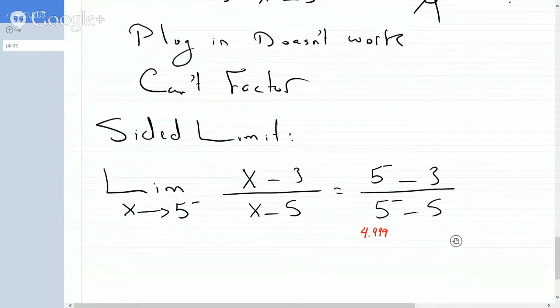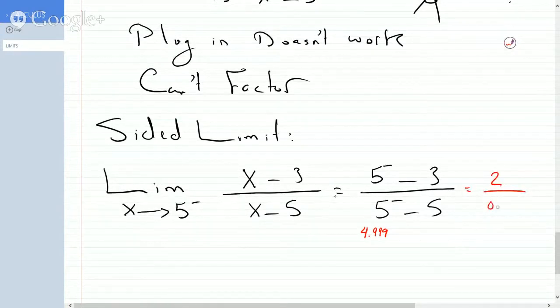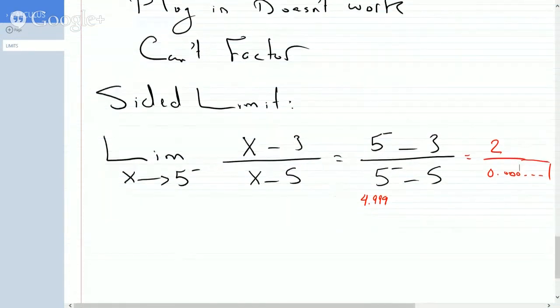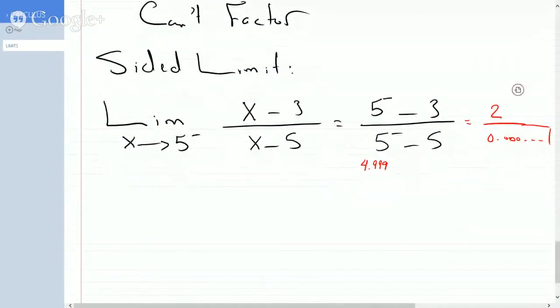Right, so we end up with 2 over 0. An infinite amount of zeros, it's very small. Because it's 4.999, infinite amount of 9s, subtracted from 5, you're so close to 0. So an infinite amount of 0s then 1. So what's 2 divided by 0.00001?